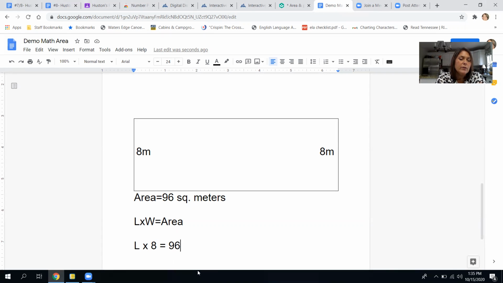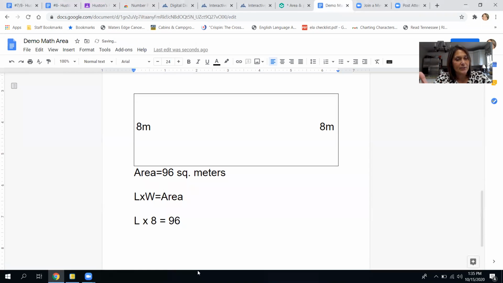So what could you do to figure that out? Well, hopefully you knew, based on your fact families, that in order to find that missing amount, we have to come up with a number that when multiplied by 8 would give you 96. So what times 8 would be 96? Another thing you could do would be to say 96 divided by 8, and you could figure out what that would be. Okay, that would be your length.